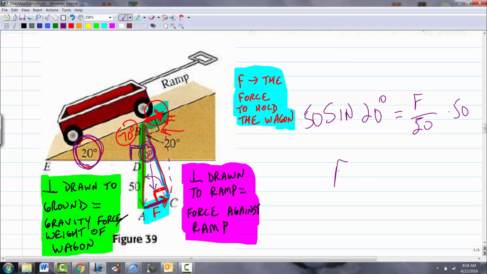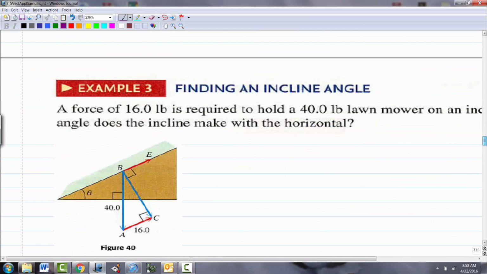Hey, by the way, what's the force? 17 what? 0.1? How do I label that? Pounds. Because this is in terms of weight and pounds of force and so on and so forth. Dog. One more.